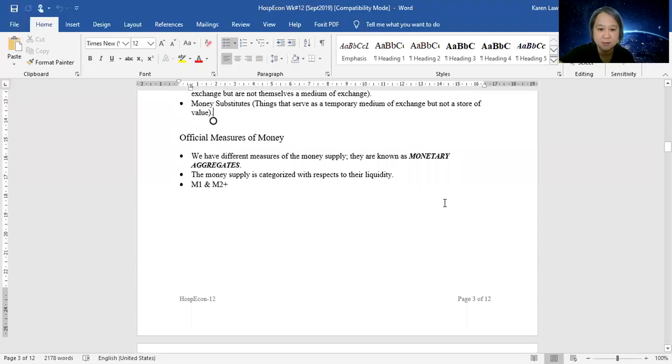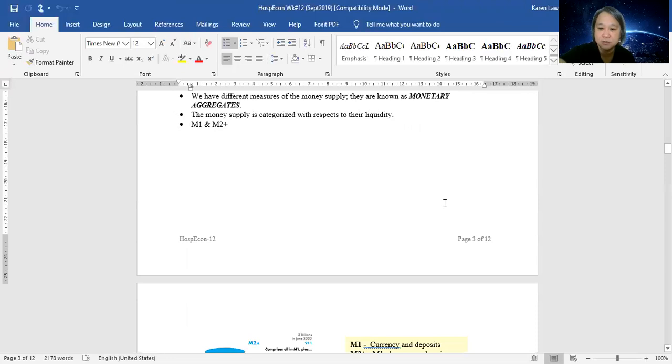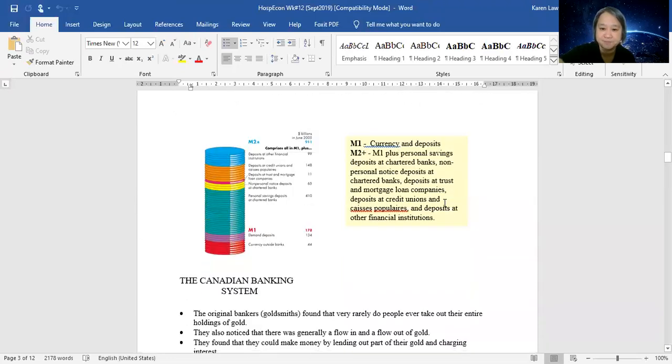Okay, so in Canada, our central bank measures our money in terms of its liquidity. So there is our M1 and our M2 plus. The definitions of M1 and M2 plus, I'm not really that concerned with. What I think is interesting with respect to M1 and M2 plus is what it tells you. So M1 is currency and deposit. M1 is our most liquid forms of cash.